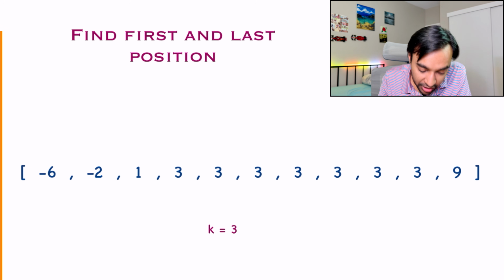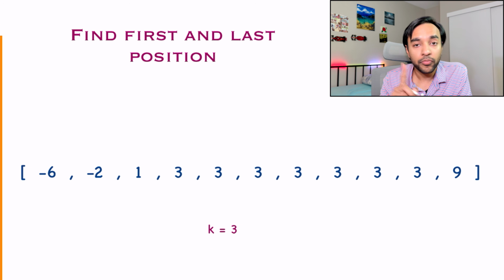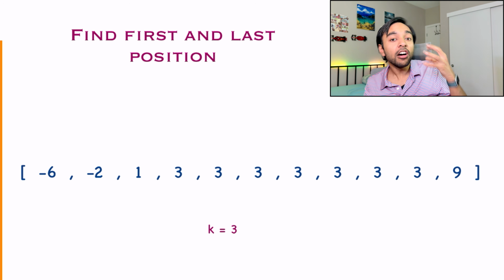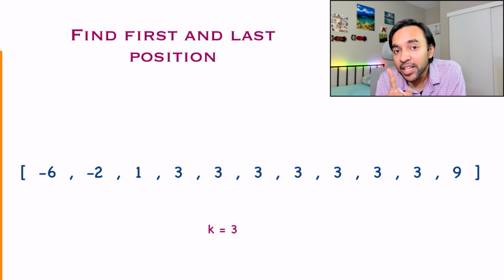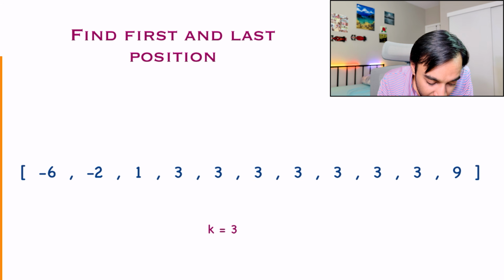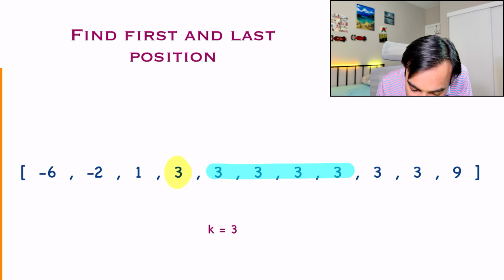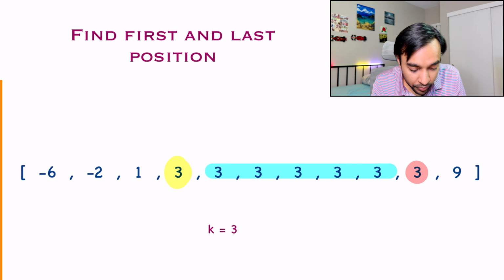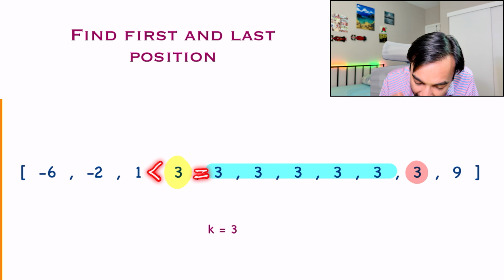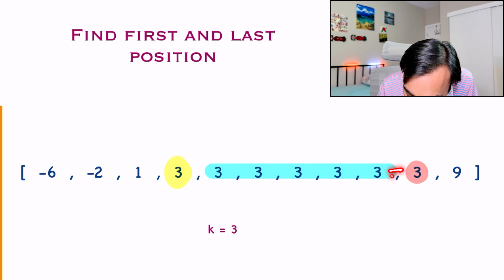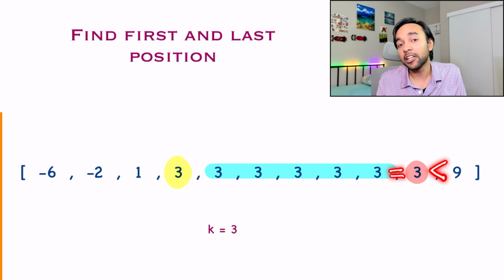So when you're actually searching, are you searching for the number 3? No, you are searching for the first position of number 3. Just look at all of these 3s. They may look the same, but this first 3 is very different from all of these 3s. And this last 3 is again very different. How? For the first 3, the left element is smaller and the right element is equal to 3. And for the last 3, the left element is equal and the right element is greater.